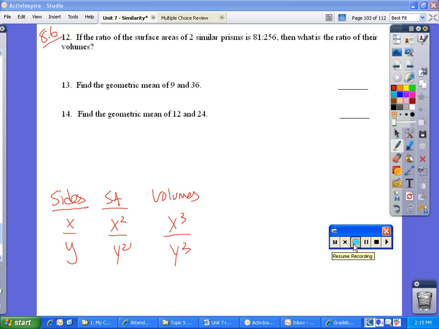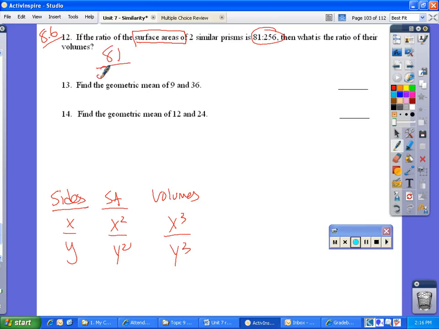Okay, so let's look at what we're given. We're given surface areas, which means that the ratio that we're given, the 81 to 256, represents x squared over y squared. So if we need to find out the ratio of volumes, we need to get back to the x to y ratio and cube it. How do we do that? Well, if I take the square root of the 81 to 256, that will give me 9 over 16, and that's my x to y ratio.